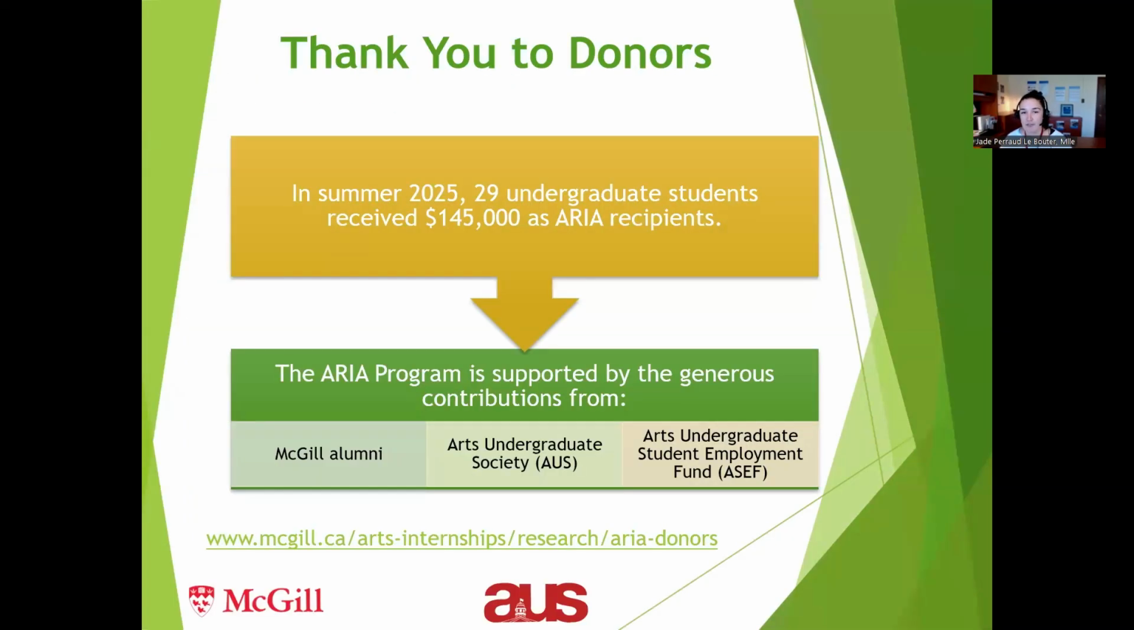And these awards are funded through generous donations from both McGill alumni and funds such as the Arts Undergraduate Student Employment Fund offered by the Arts Undergraduate Society. And in summer 2025, we had a cohort of 29 undergraduate students receive $145,000 as ARIA recipients. So if you go to the link on our website, you can see the different McGill alumni who fund these awards, as well as the different funds available to support these opportunities.